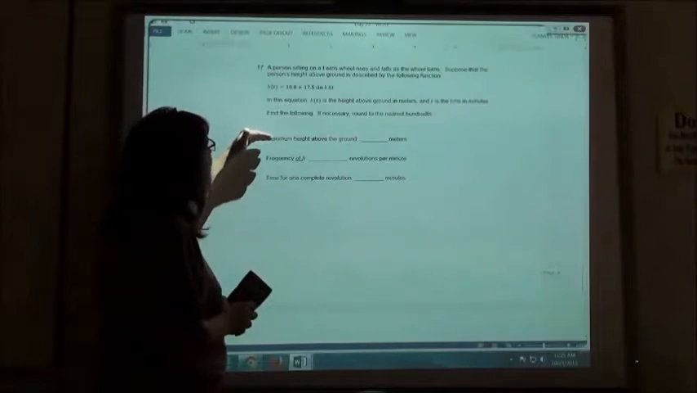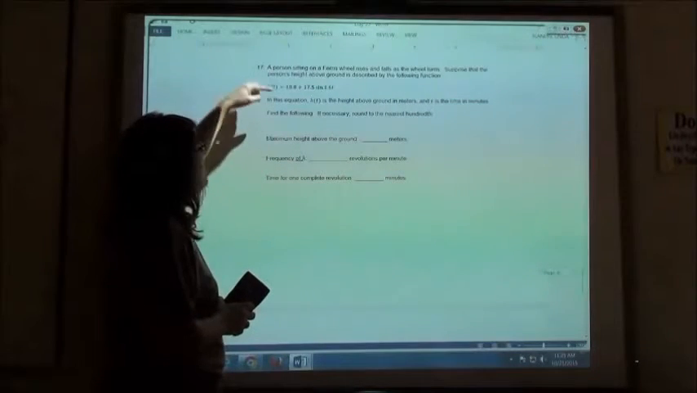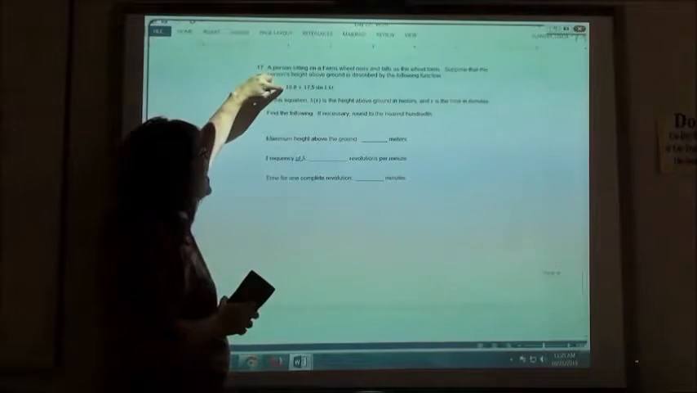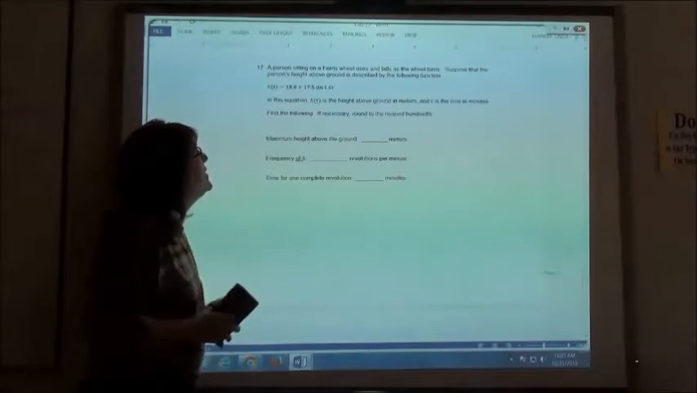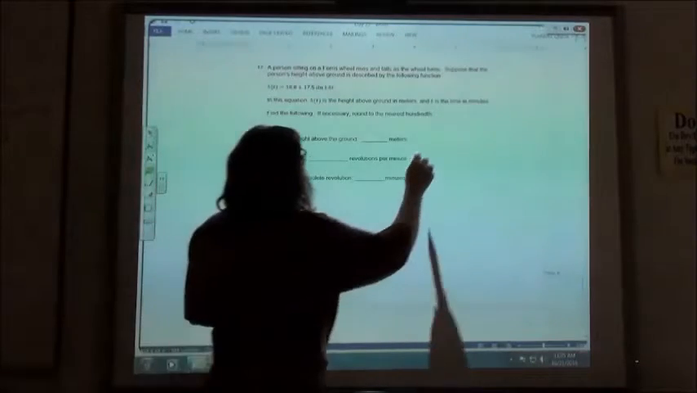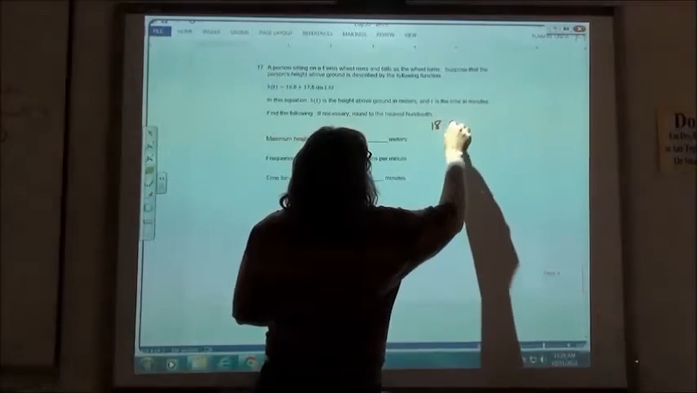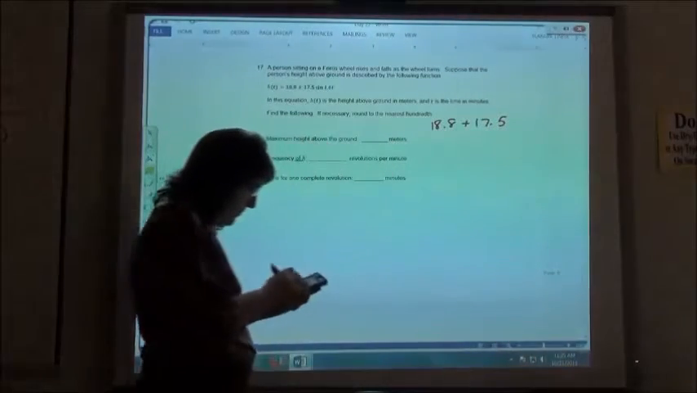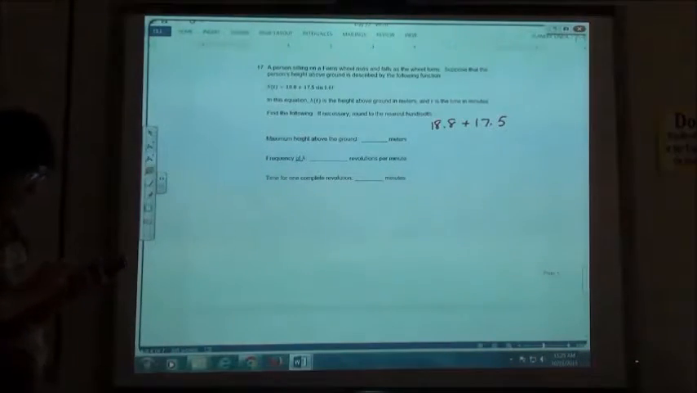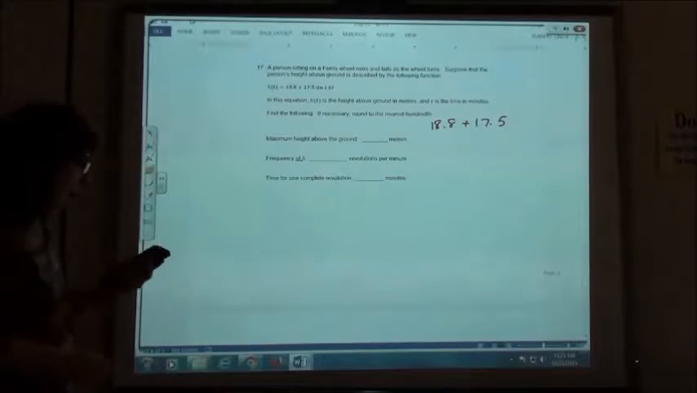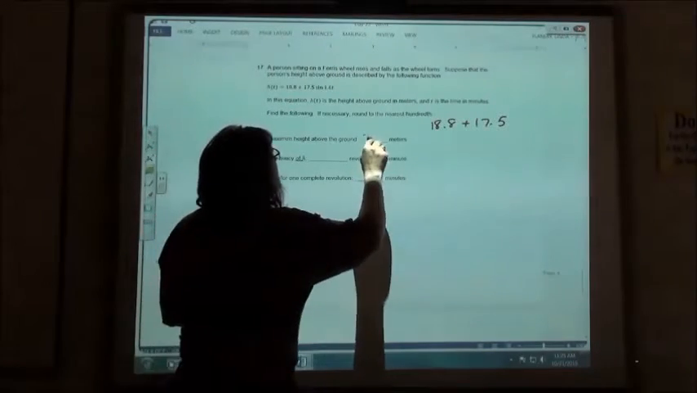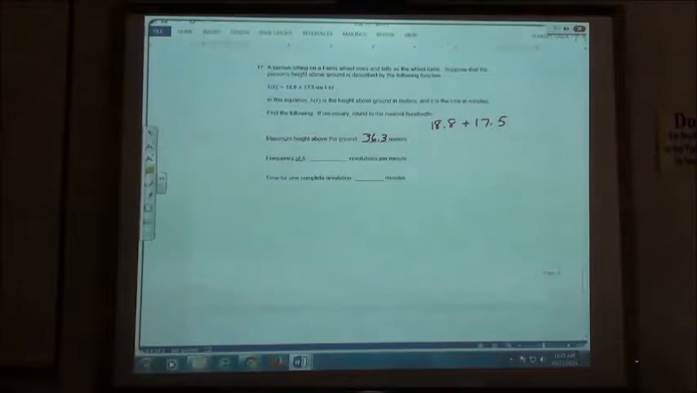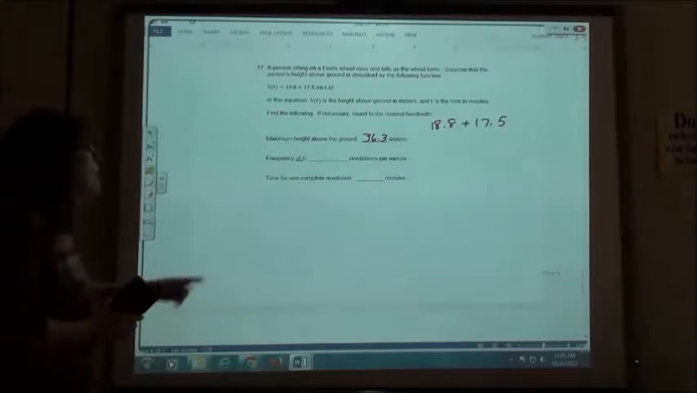So we want to find the maximum height above the ground. Well, this is my starting shift. I shifted up 18.8. My amplitude is 17.5. So if I take 18.8 and add my 17.5, I get 36.3. So 36.3 meters is going to be the maximum height that I am above the ground.